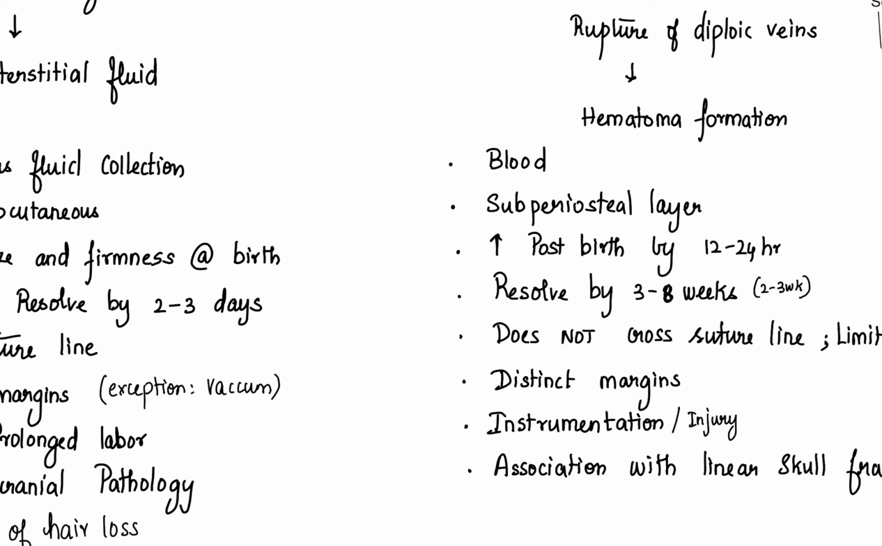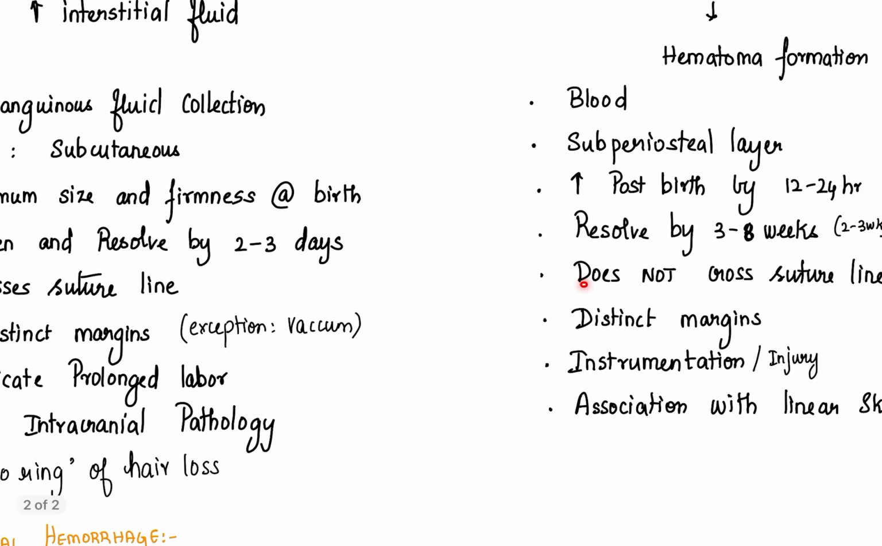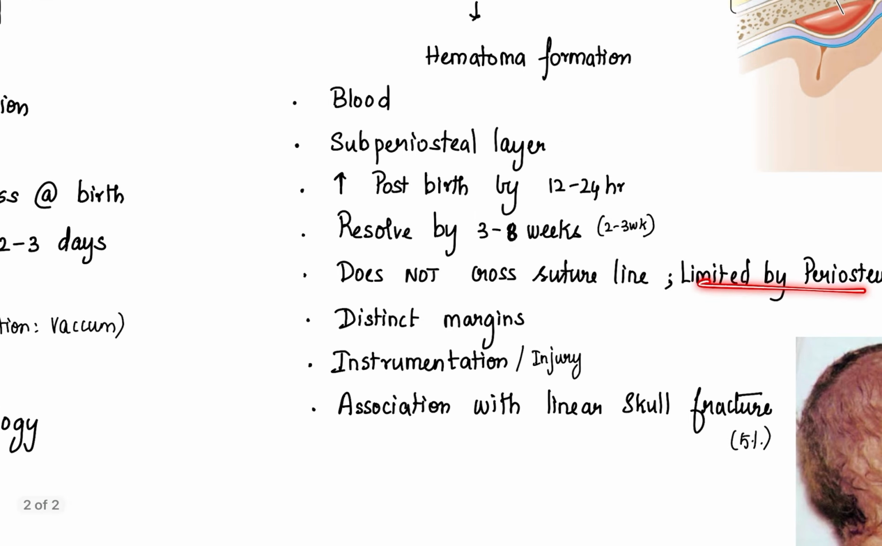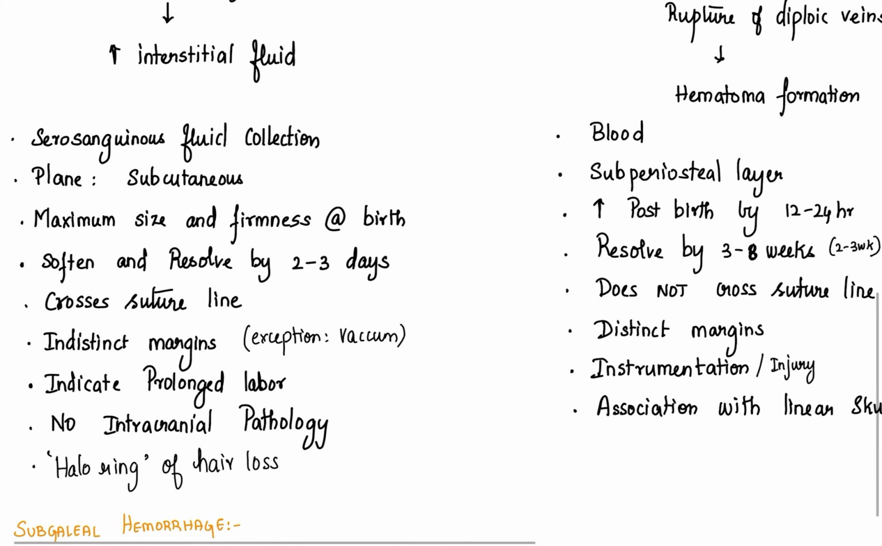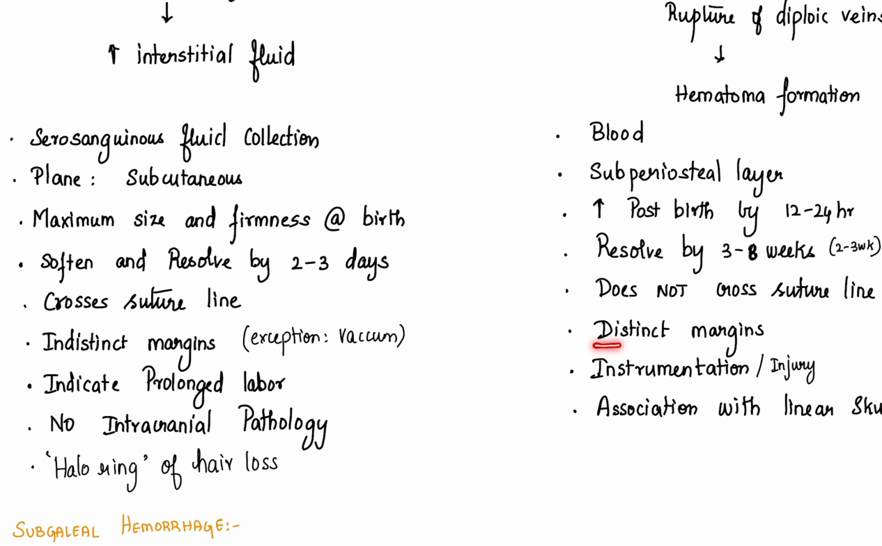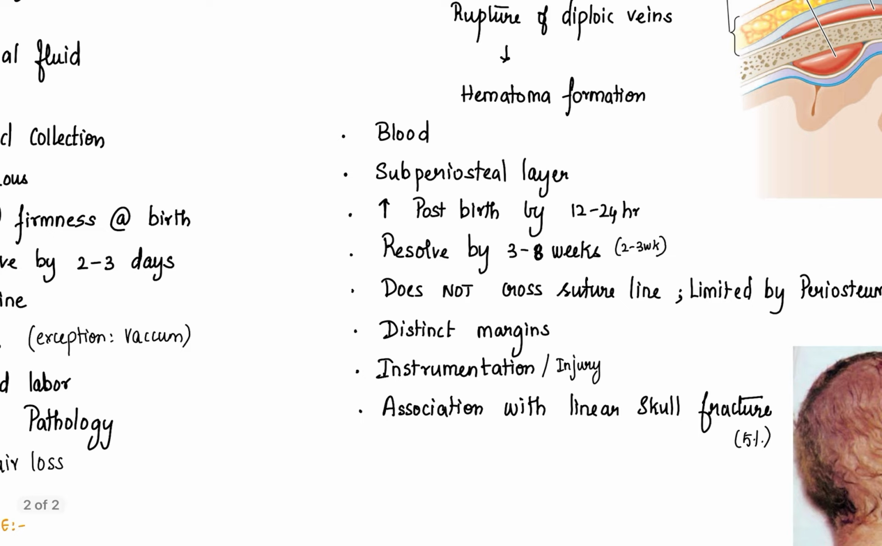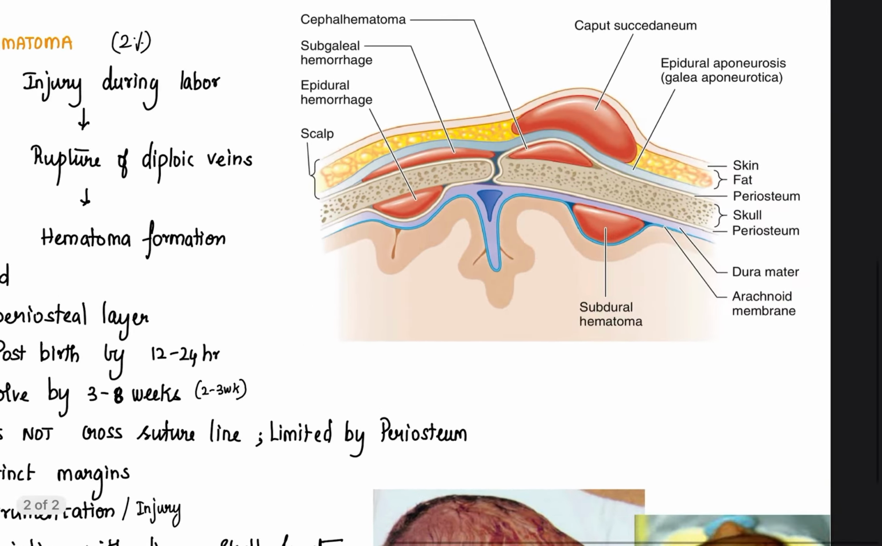Simple, remember like that. It does not cross the suture line and it is limited by the periosteum, whereas caput crosses the suture line because it does not have any borders. Since there is a periosteal covering that is dipping into the suture line, there will be distinct margins for cephalhematoma. The cause for this is instrumentation or some injury, and there can be associated linear skull fracture in cephalhematoma. Always look for skull fractures. 5% of the babies with cephalhematoma can have a linear skull fracture, so you should be looking into it. So this is about cephalhematoma.